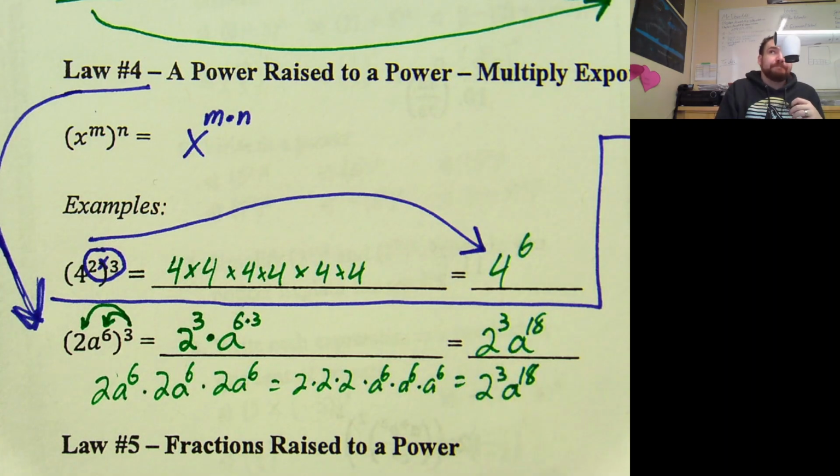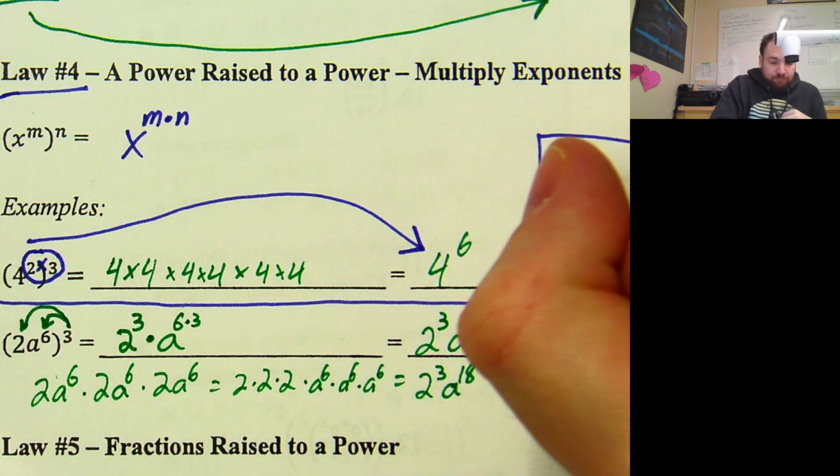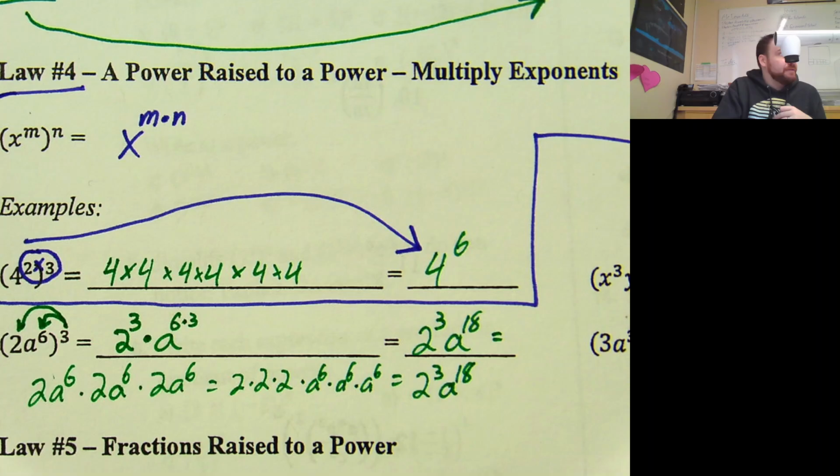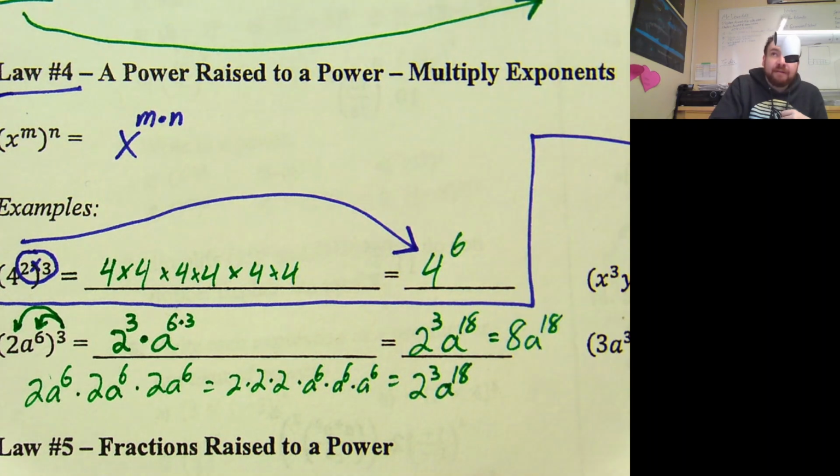Danny. So why wouldn't you solve what you can, like cube 2, and then put it times a? I totally could. 2 cubed is 8. So then I've got 8a to the 18, and that is as far as we can take it. This is done.